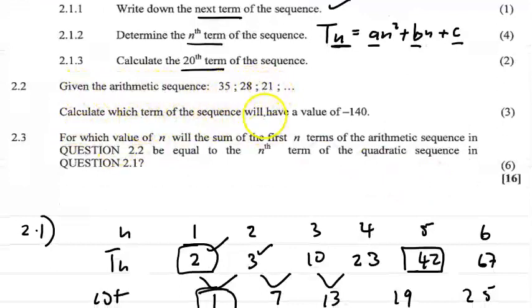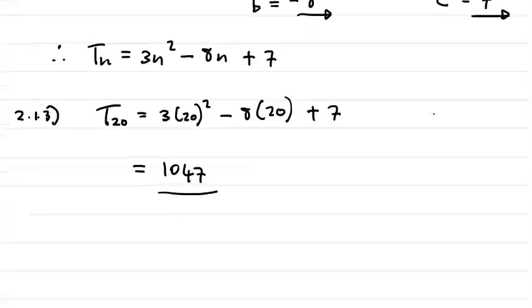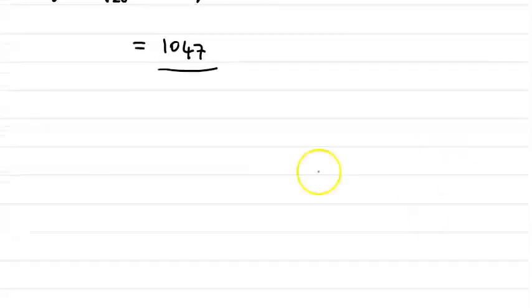term of the sequence which will have a value of minus 140. Now we have to know the properties of an arithmetic sequence. In an arithmetic sequence, remember that we have a constant first difference. So as always, let's go and write our sequence out in a way that makes it easy for us to solve any question. So for 2.2, we're going to write down the following.